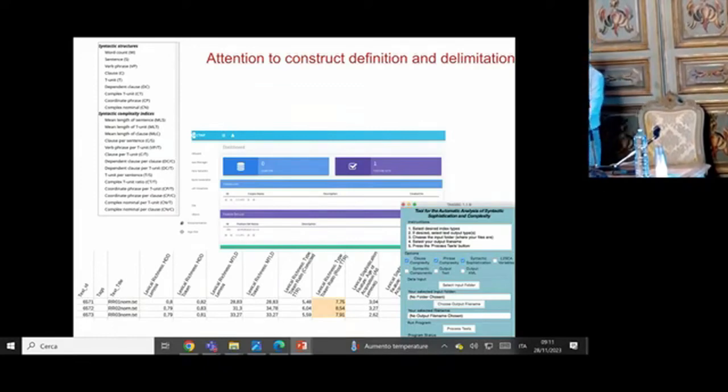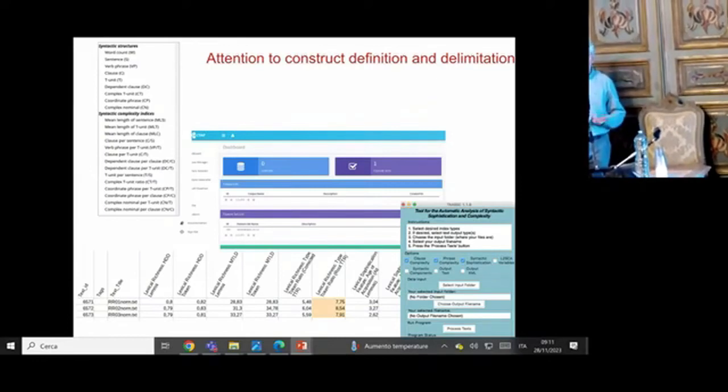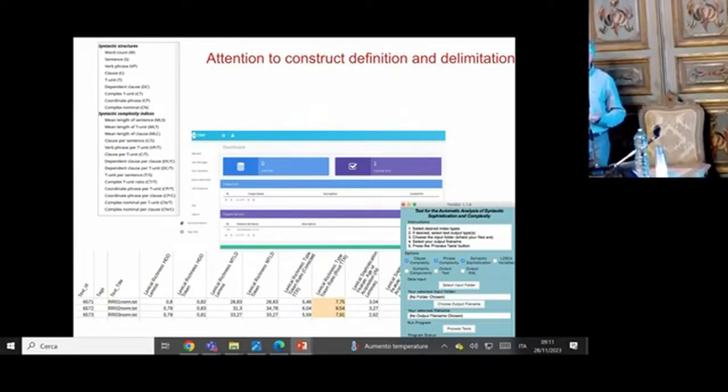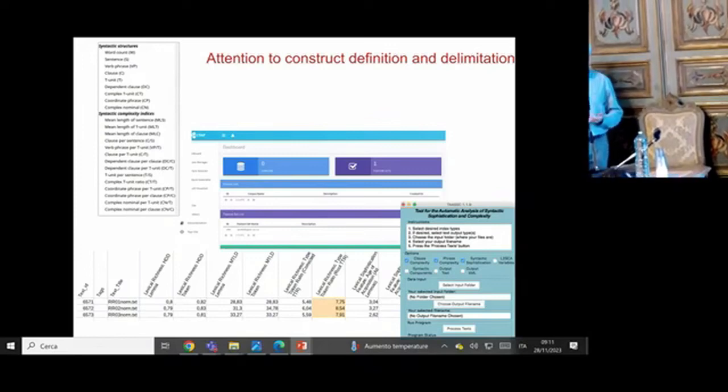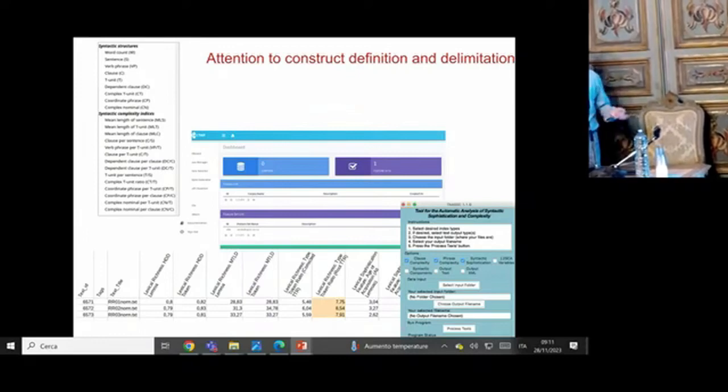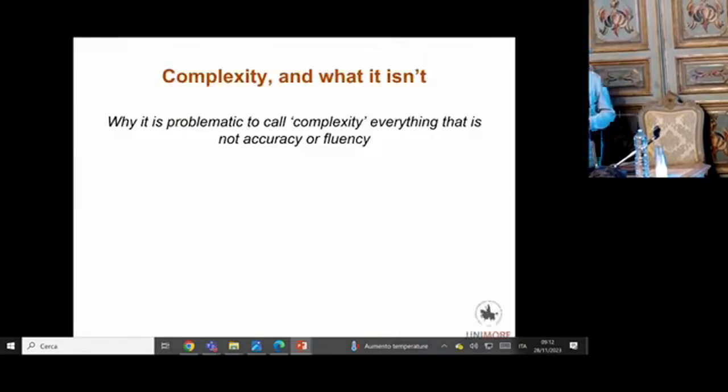So the point is that this attention to construct definition, this theoretical attention, is even more important nowadays with these online tools that allow one to calculate hundreds of measures of complexity. There is a very strong temptation to just select all and click, and you get scores of measures, and then you go p-hacking and see what is significant without any meaningful reflection on what you are measuring and why and how. So that's why I think, at the time of computers and automatic analysis, we also need some theoretical reflection on what we measure.